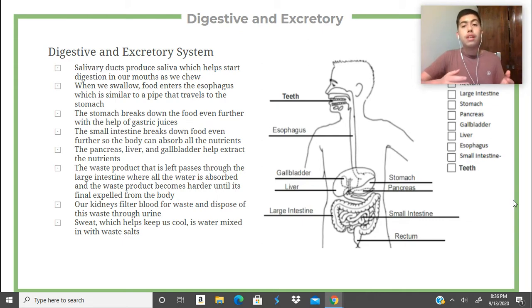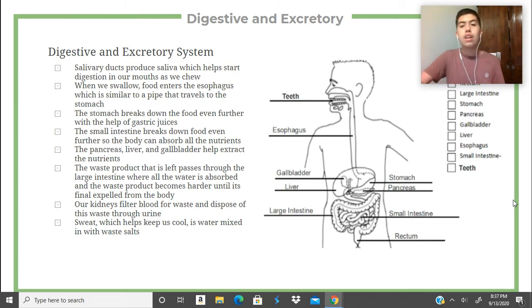And then other ways waste is expelled from our body include the kidneys. The kidneys filter blood for waste and dispose of it through urine. That's how waste from our blood is filtered out. And then sweat, which helps keep us cool, is water mixed in with waste salts, salts we don't need, and that's why our sweat is salty, because it's all this waste product being expelled from the body.